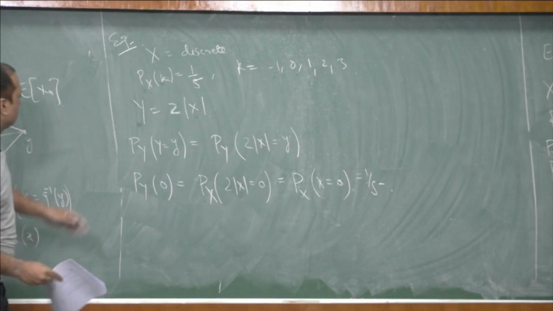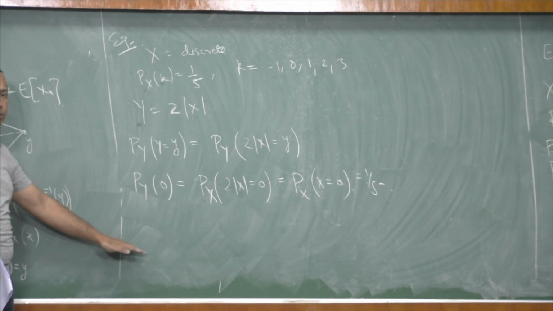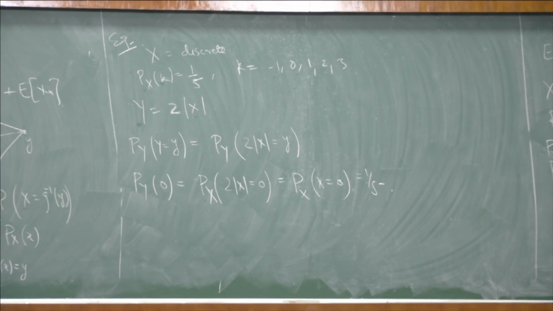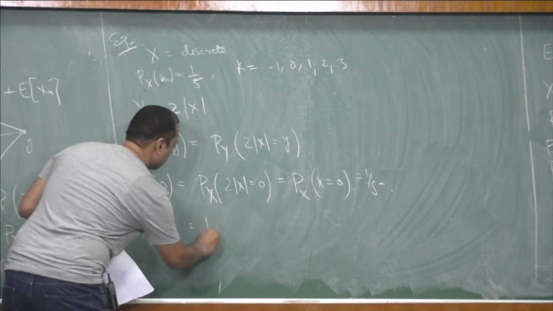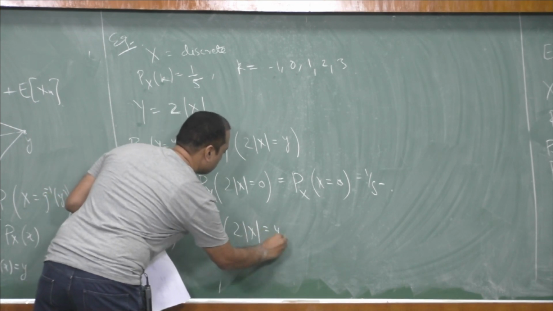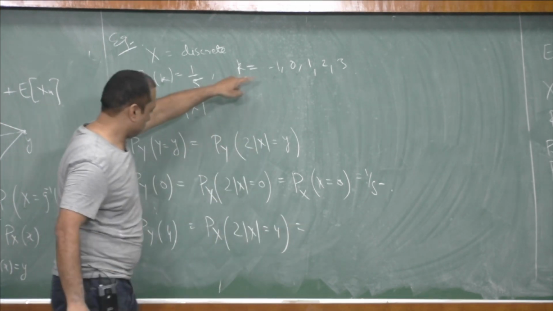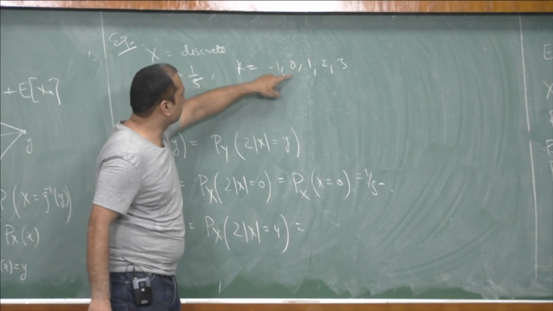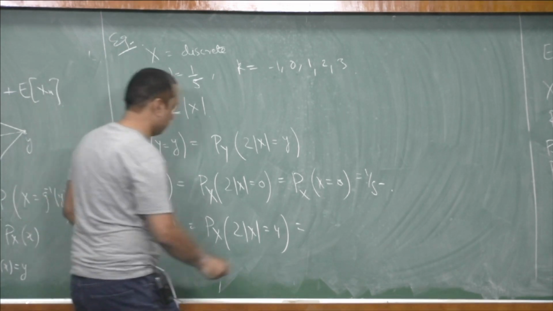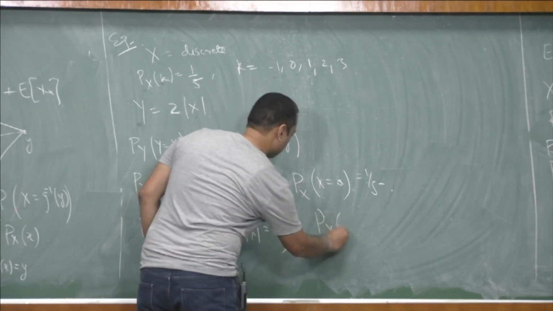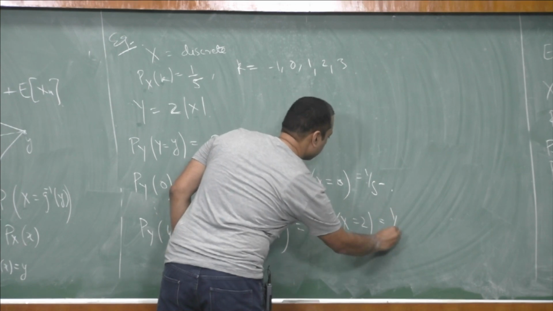Now the function is like listing out all possibilities. One can list this out for various values, but we don't necessarily have to do it for all. Let us say you do it for 4. So this is the same thing as 2 mod x is 4. Now we look here. Which x gives 2 mod x equal to 4? In this case it seems like only 2. For x equals 2, this is P_X of x equals 2, again 1 over 5.